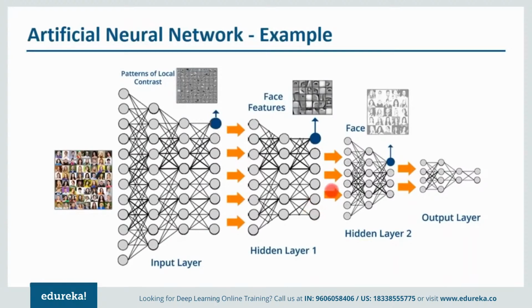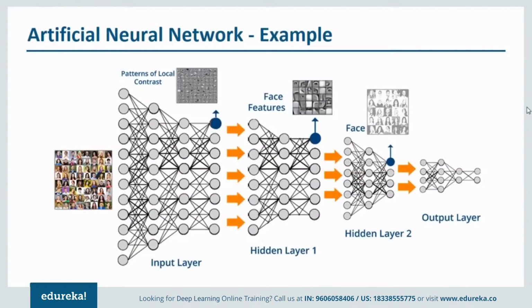And then that will be fed as input to the next hidden layer. In this hidden layer, we'll assemble those features and try to make a face. And then we'll get the output, that is, the face will be recognized properly. So if you notice here, with every layer, we are trying to get a more abstract or generalized version of the input. So this is basically how an artificial neural network works.